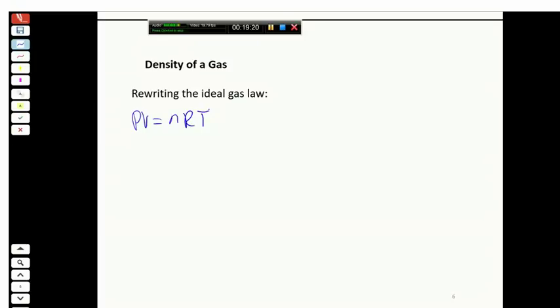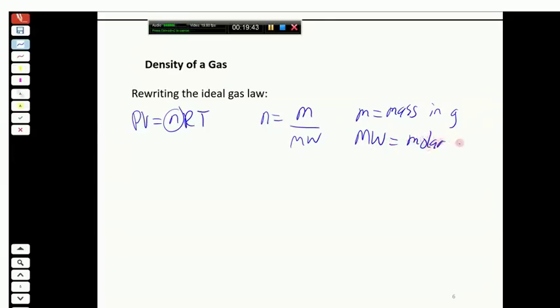Now we know from starting in Chapter 5 and continuing through everything else we've been doing in this course since then, we can rewrite the number of moles as the mass divided by the molar mass, where m is the mass in grams, MW, as I'm abbreviating it, is the molar mass. So we can rewrite the ideal gas equation as pressure times volume is equal to mass divided by molar mass times RT. So if we know the mass of the gas, we'd be able to rewrite the ideal gas law in this way.